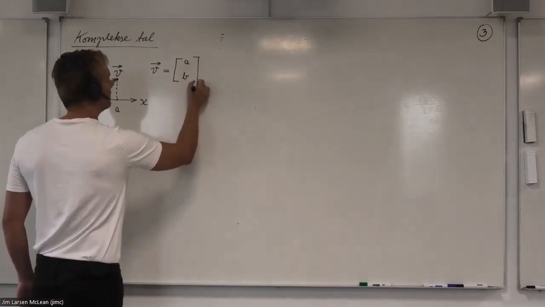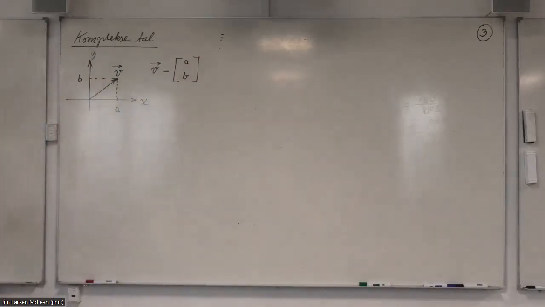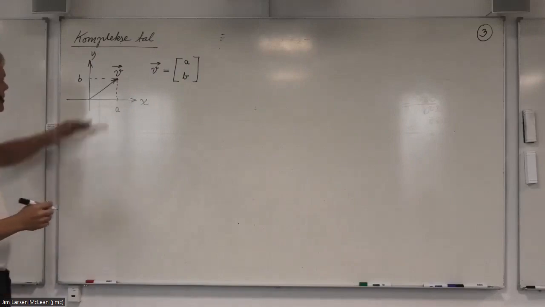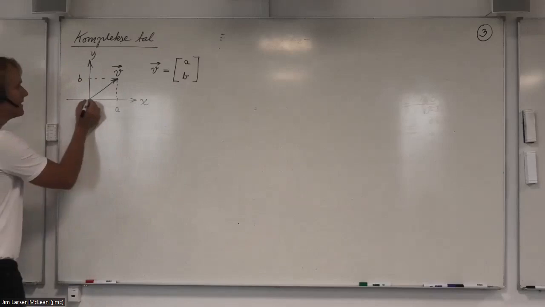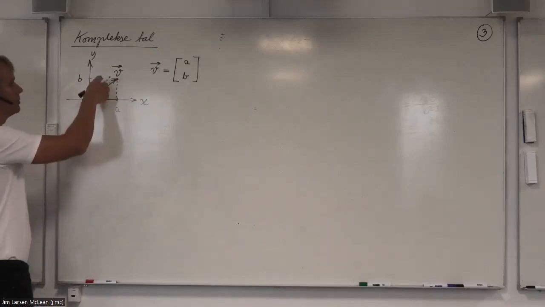That's how we write a vector. And now what happens if I just take a vector and rotate it 90 degrees around the origin? So I imagine it's hinged here in the vector. So here's a ball bearing, and here's my arrow. And then I rotate the arrow around the ball bearing 90 degrees.